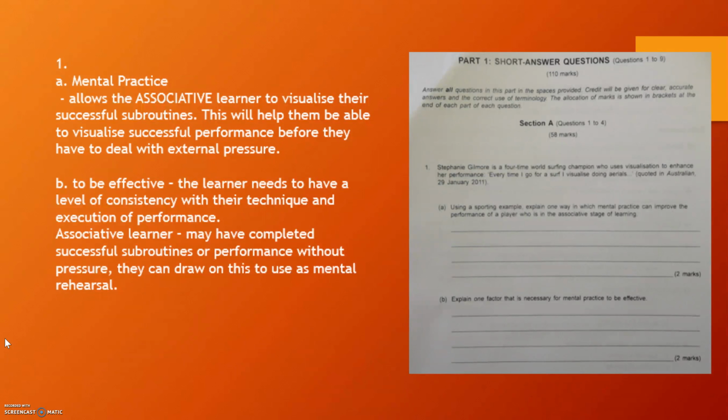So we know that mental practice, to be effective, the learner already has to have a level of consistency with their technique and execution of performance. So the associative learner, they may have completed successful subroutines or performance without pressure, and they can draw on that to use as mental rehearsal so they can then move potentially into the next phase of their development.